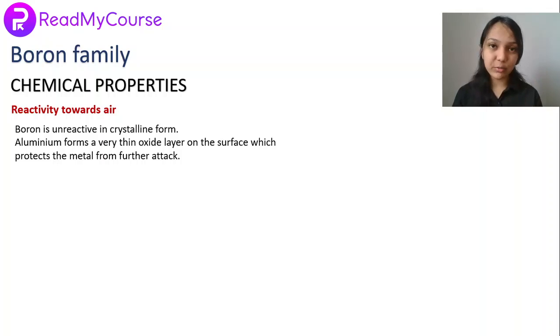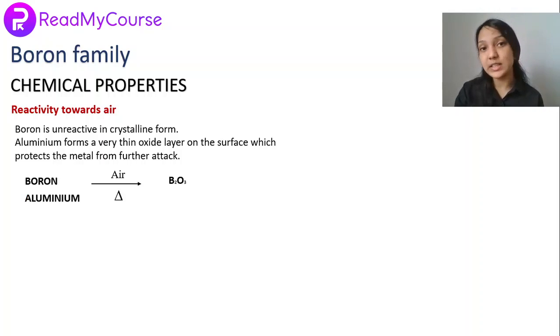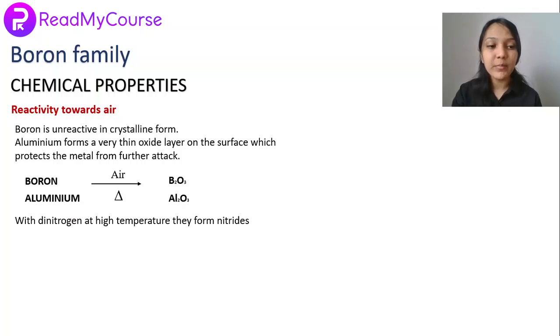So, when we talk about reactivity towards air, the first element, boron, doesn't react at all. Aluminium forms a layer of oxide on its surface, and hence it will be protected from attack when it reacts with air. Fine. And boron, when it is heated in the presence of air, forms B2O3, fine. Then aluminium, when heated in the presence of air, forms Al2O3. So they are forming oxides in the presence of air, fine. And with dinitrogen at high temperature, they form nitrides, fine. So in presence of air at quite high temperature, they form oxides and nitrides, fine.